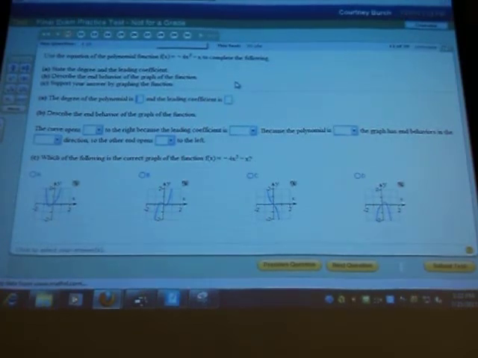The degree of the polynomial is your... No, you get that backwards. Yeah, I got it backwards. The degree is the exponent, so the degree is 3. The leading coefficient is the coefficient of that exponent. My degree is 3, my leading coefficient is -4.